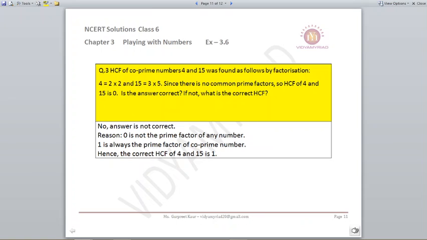Question number 3. Here we are saying the HCF of co-prime numbers 4 and 15 was found as follows by the factorization. Now the factors of 4 given is 2 into 2 and 15 given is 3 into 5. Since there are no common prime factors, the HCF of 4 and 15 is 0. Is the answer correct? If not, what is the correct HCF? Of course, it is not the correct answer, because if nothing is common between them, then we can say that 1 is the common co-prime factor between them, because 1 is always a factor of the number. So we can say that the correct HCF of 4 and 15 is 1.